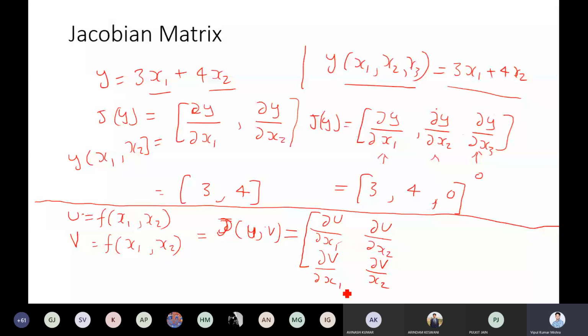This will become the Jacobian. Is there any doubt on this? You have two functions u and v, and we want the Jacobian of these two functions altogether. So this Jacobian will become: the first row is the Jacobian of u and the second row is the Jacobian of v. We can see it simply: this row is the Jacobian of u and this row is the Jacobian of v. Is it clear? Or any doubt on this?